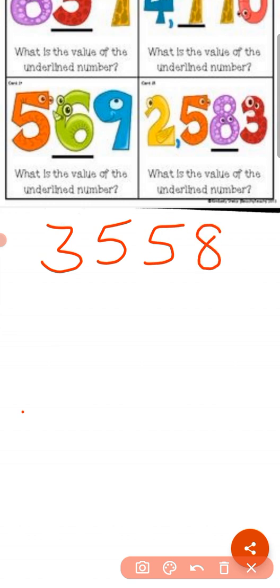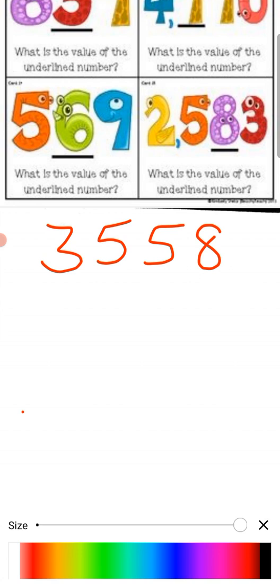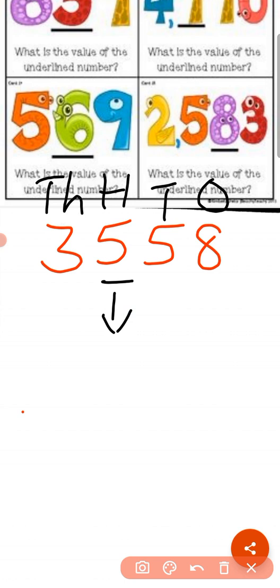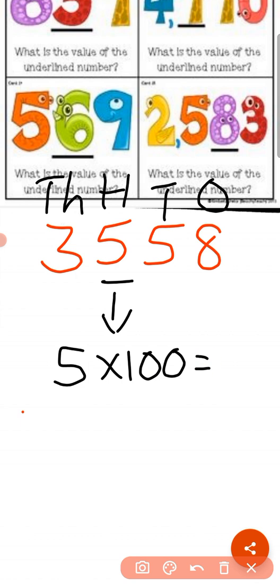3,558. It is a 4-digit number. Here, this 5 is underlined. Ones place, tens place, hundreds place, thousands place. So, to find the value of this 5, you should multiply by 100 since it is in hundreds place. So, its value is 500. Clear?